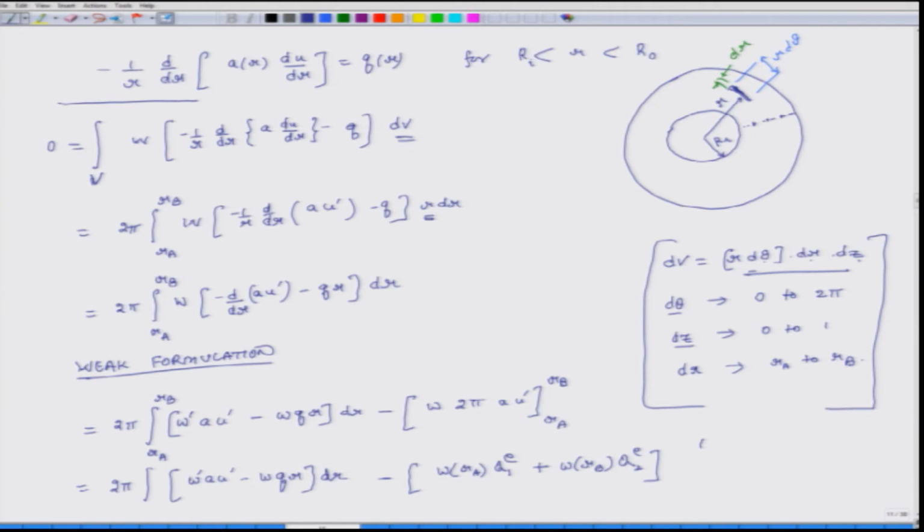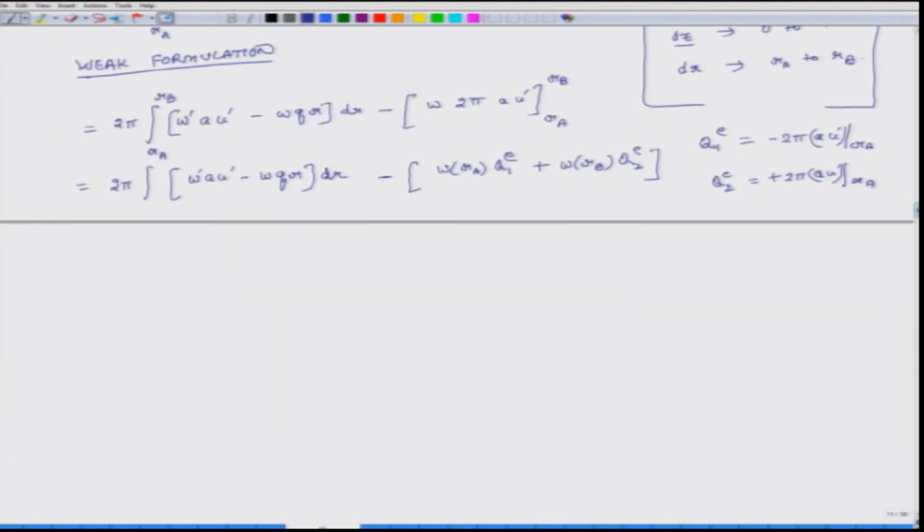where Q1 E equals minus 2 pi A u prime evaluated at Ra and Q2 E equals plus 2 pi A u prime evaluated at Rb. So, that is my weak formulation.